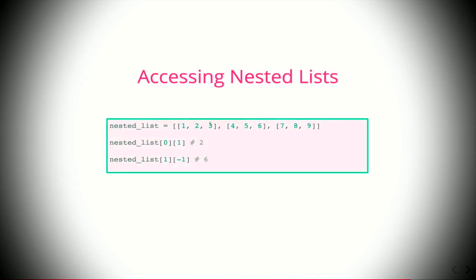So here we have a nested list, 3 items, and each item is another list of numbers, 1, 2, 3, 4, 5, 6, 7, 8, 9. So if I wanted to access this number here, I first have to access the outer list. So this is the 0th element of the main list. So I access nested list bracket 0, and then I add bracket 1, which will give me 1. Here's another example. We access nested list of 1. So that's going to be this list, 4, 5, 6. So we want 6. And then we use -1 to get the last item.